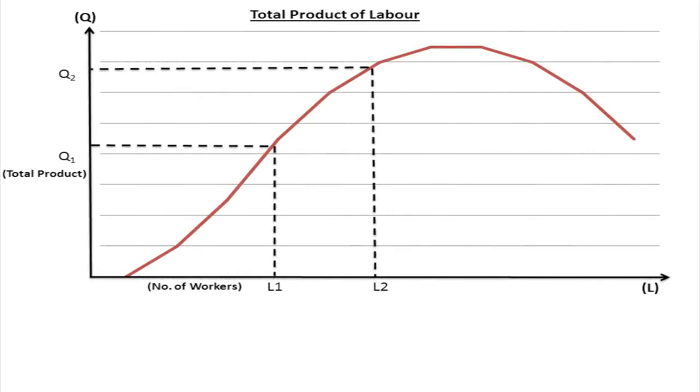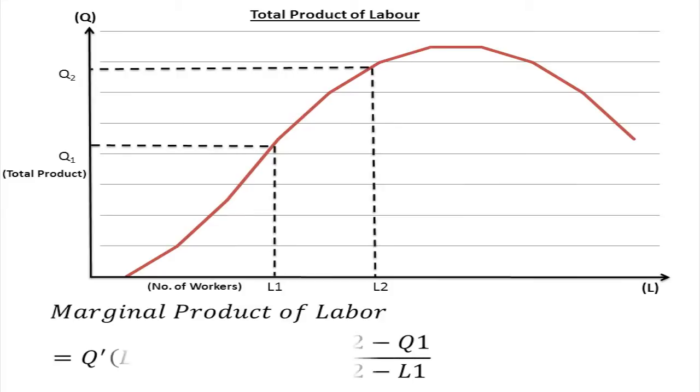This graph depicts the total product of labor. It shows the quantity of product produced at a level of labor, where Q is the quantity and L is the labor. Since the slope of a function is also the derivative, in this case the derivative of the total product of labor is marginal product of labor. The equation for marginal product of labor is calculated by dividing the change in quantity by the change in labor, which is the difference between Q2 and Q1 divided by the difference between L2 and L1.